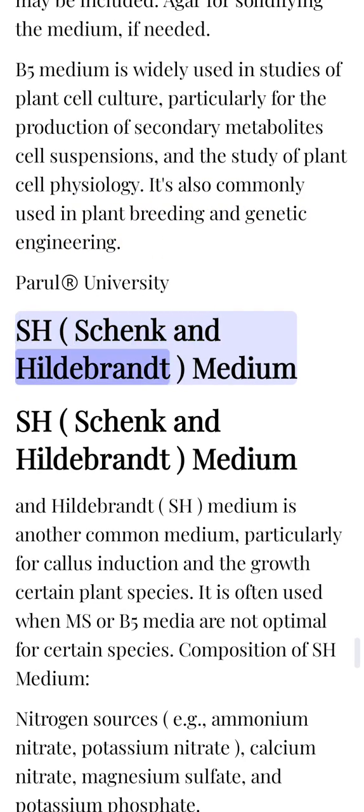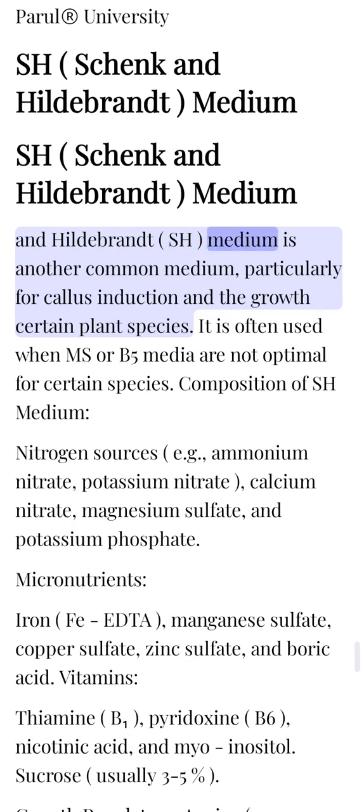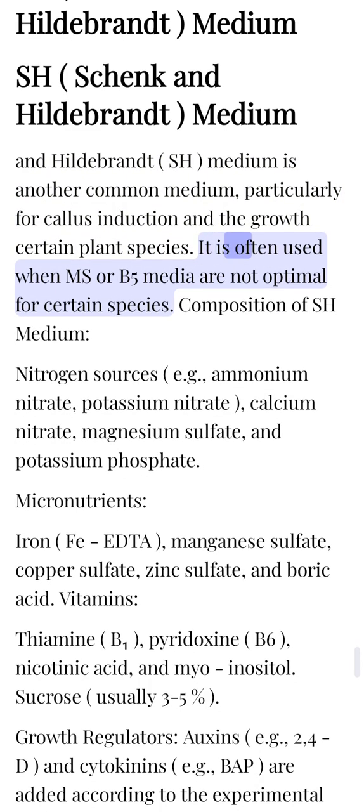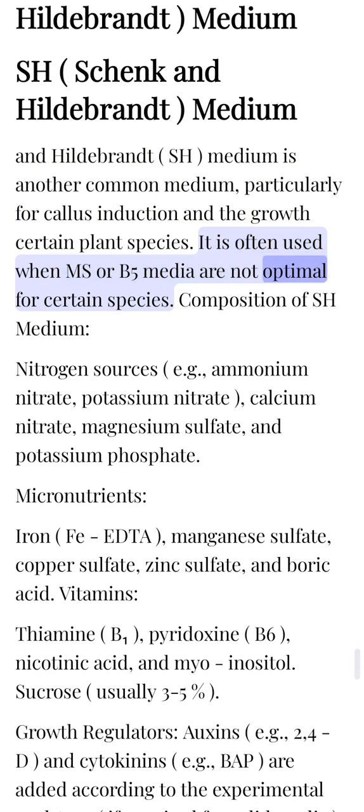SH, Schenk and Hildebrandt, medium. SH medium is another common medium, particularly for callus induction and the growth of certain plant species. It is often used when MS or B5 media are not optimal for certain species.